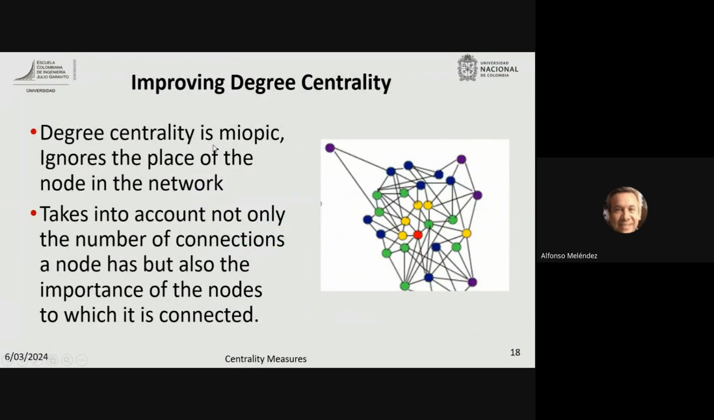Degree centrality is myopic; it ignores the place of the node in the network. Eigenvector centrality takes into account not only the number of connections a node has, but also the importance of the nodes to which it is connected. So eigenvector centrality is, in a way, an improvement of degree centrality.